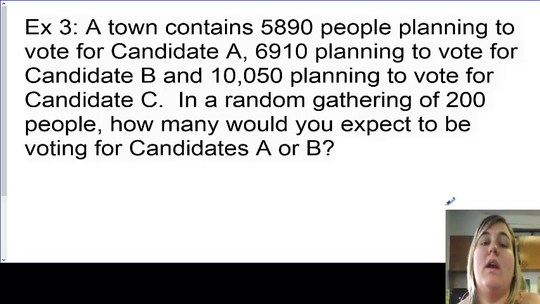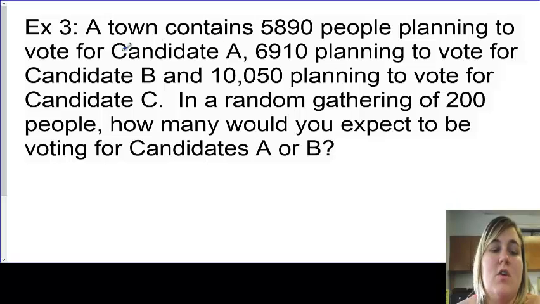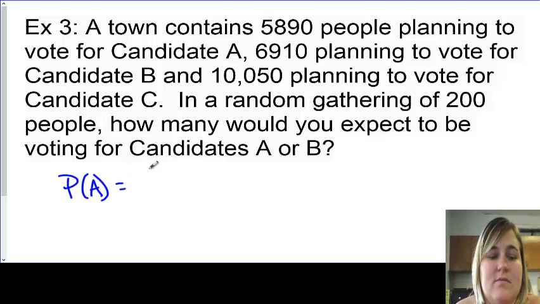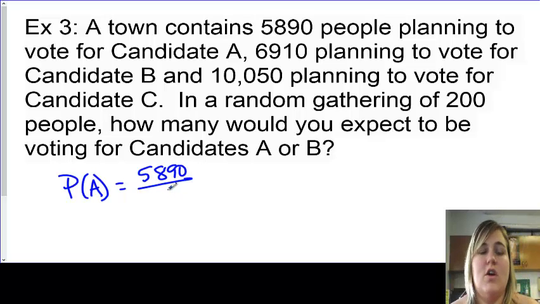Okay, so we're just saying a random gathering of 200 people. So what I need to do is find the probability of each candidate. The probability of them voting for candidate A is going to be 5,890 out of the total. So I have to find the total number of people in the town. I'm going to take 5,890 plus 6,910 plus 10,050, and that gets me 22,850 people.